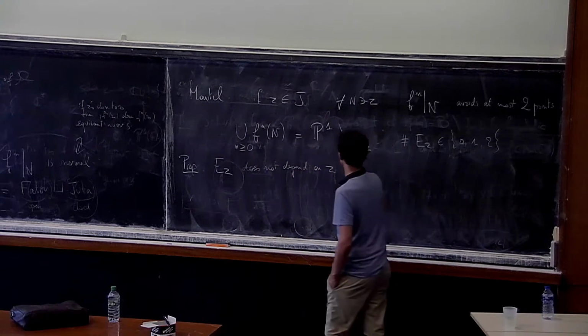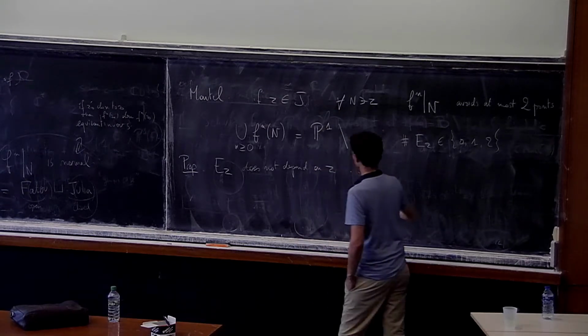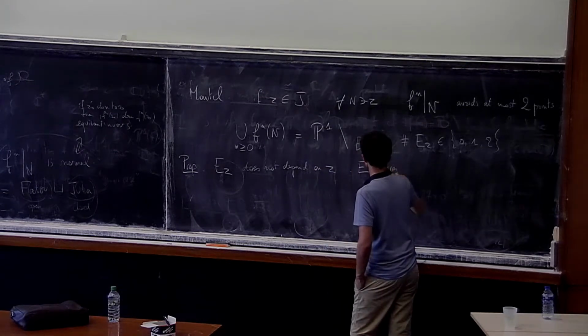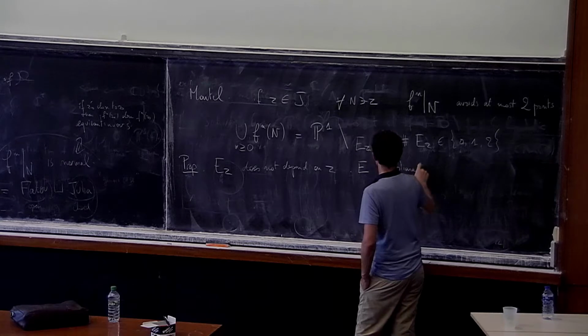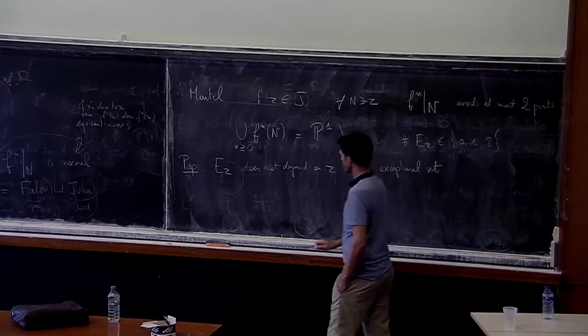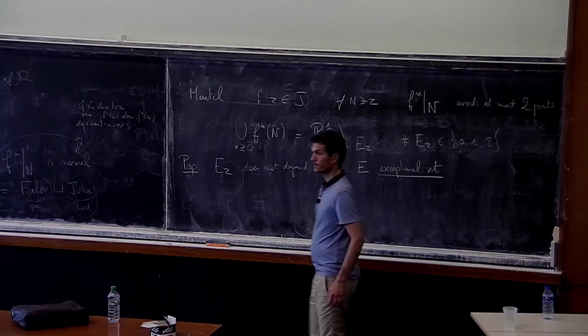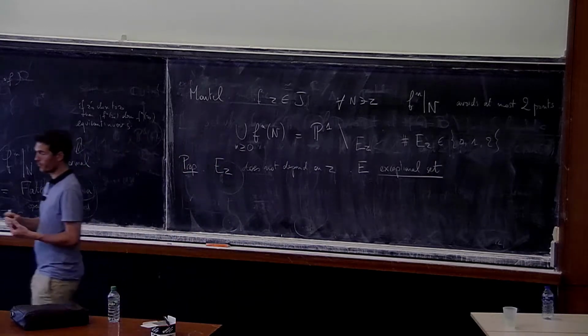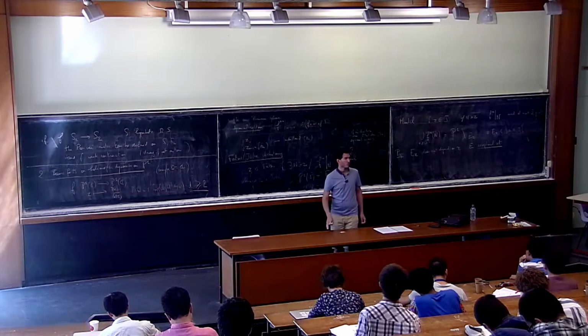Okay, so I will call it E. And this is the so-called exceptional set. The exceptional set is a set of points that you avoid when you start from the Julia set.